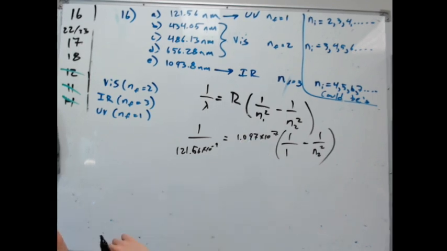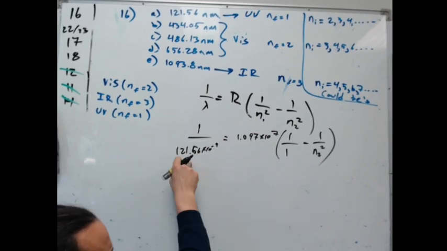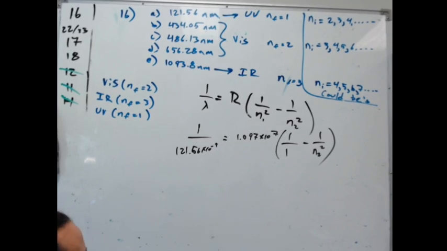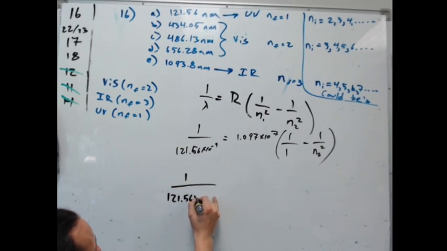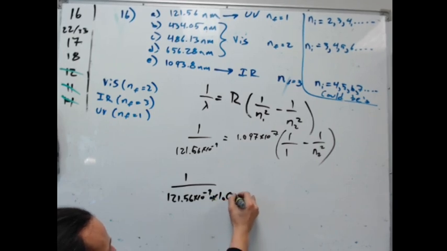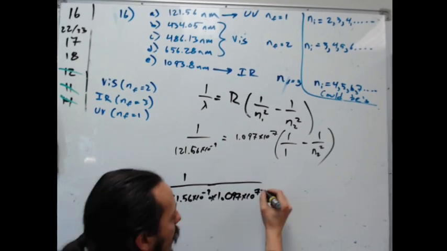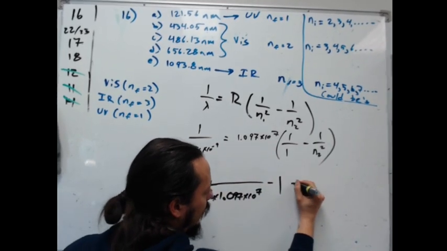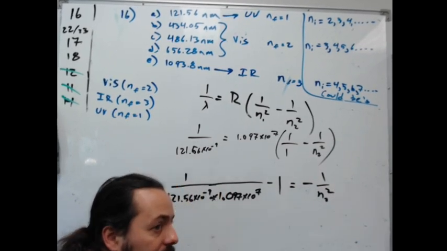I'm going to go ahead and bring this 121. I have to do some math in it with a calculator now, but I'm going to invert that, divide by that, and get some equation. I'm going to have 1 over 121.56 times 10 to the minus 9 times 1.097 times 10 to the positive 7 minus 1 is equal to negative 1 over n2 squared.